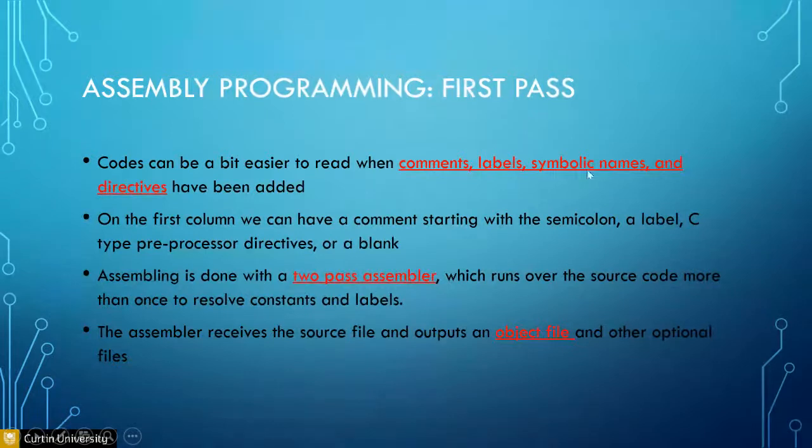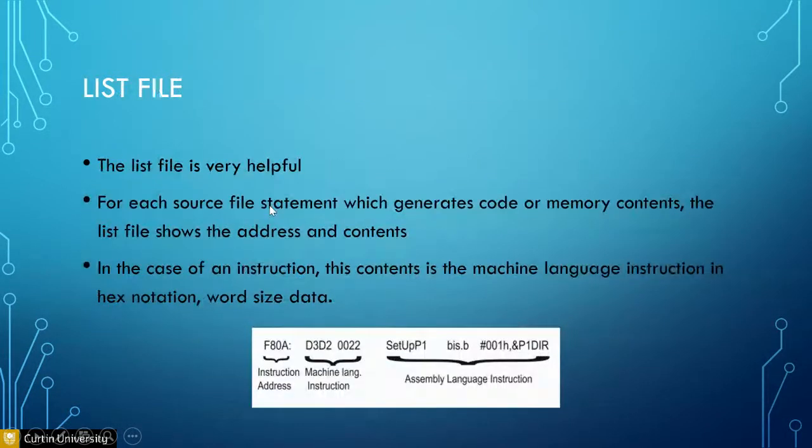So you can have comments, labels, symbolic names, whatever. Sometimes you want to find out this instruction set. Where is this instruction set? Where do I locate this instruction set?